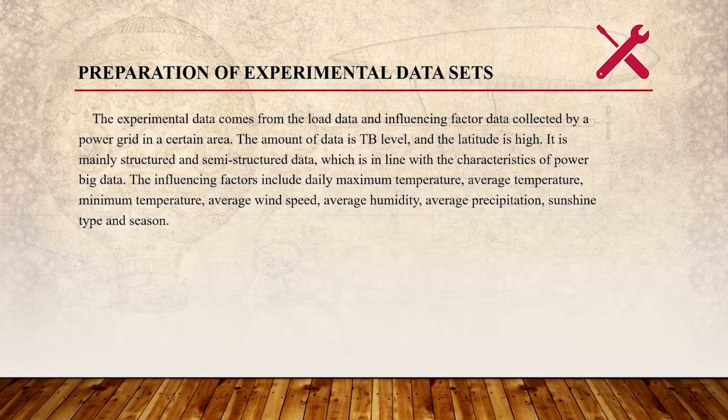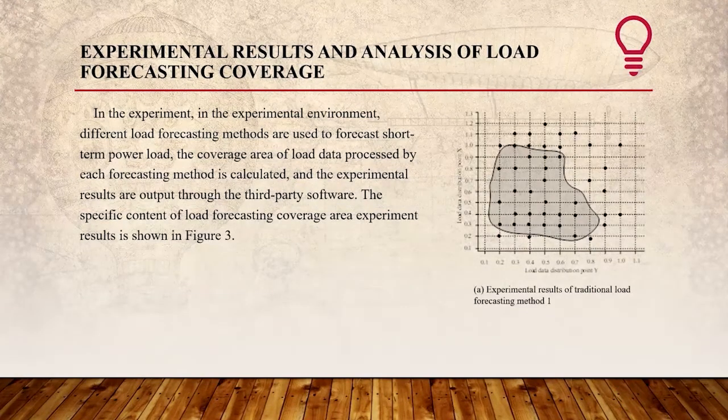The experimental data comes from the load data and influencing factor data collected by a power grid in a certain area. The amount of data is at the TB level, and the dimensionality is high. It is mainly structured and semi-structured data, which is in line with the characteristics of power big data. The influencing factors include daily maximum temperature, average temperature, minimum temperature, average wind speed, average humidity, average precipitation, sunshine type and season.